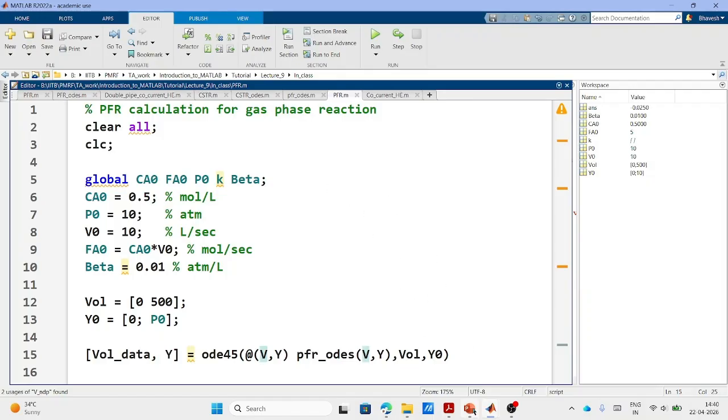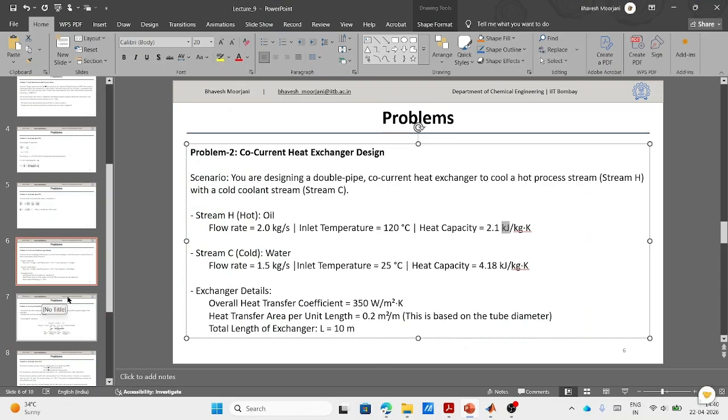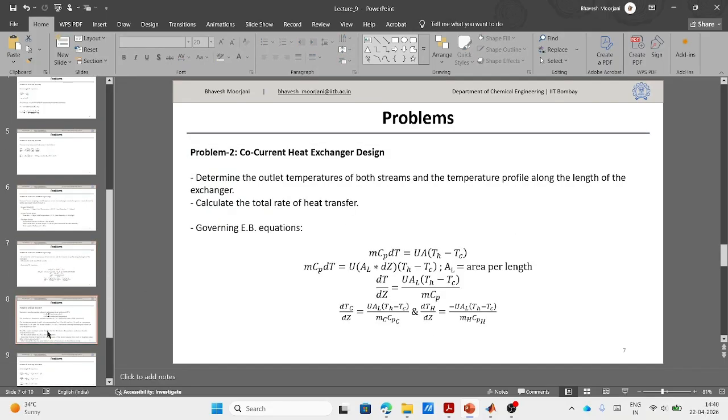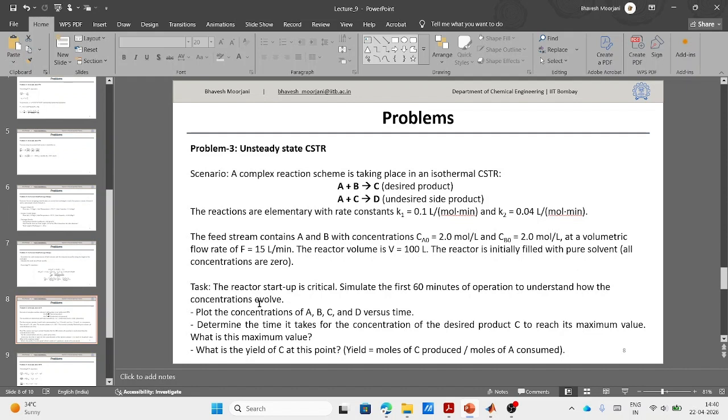So these were the two examples. And the third example, since we are out of time, you can try on your own, which is the unsteady state CSTR, which we have previously solved also. Here we have multiple reactions ongoing. We have been given the rate constants, initial concentration, feed data, reactor volume, etc. The reactor startup is critical. We have to simulate the first 16 minutes of the operation.